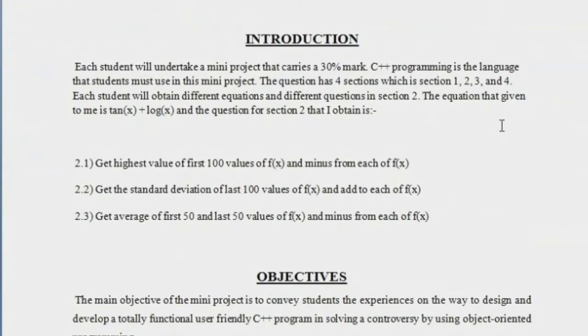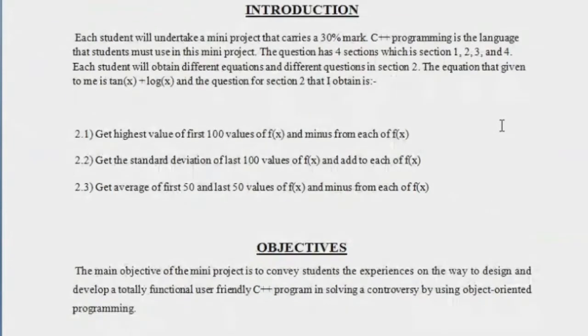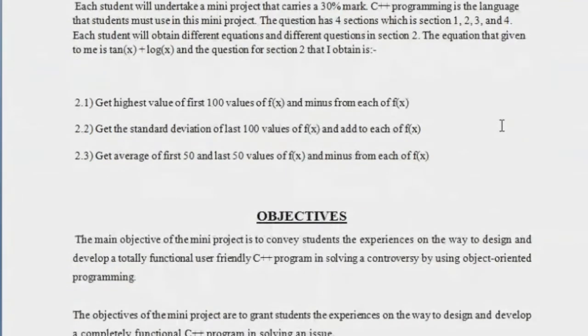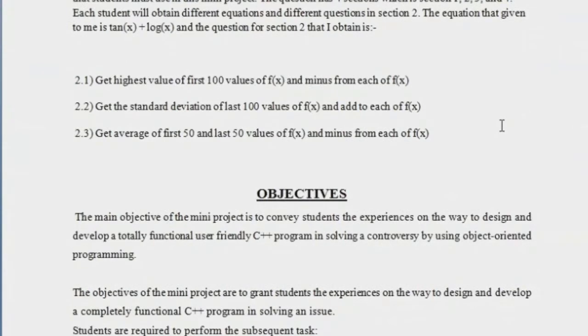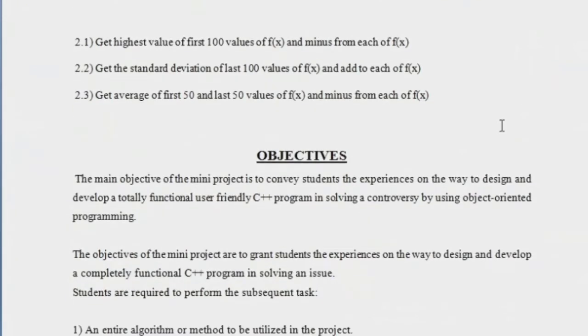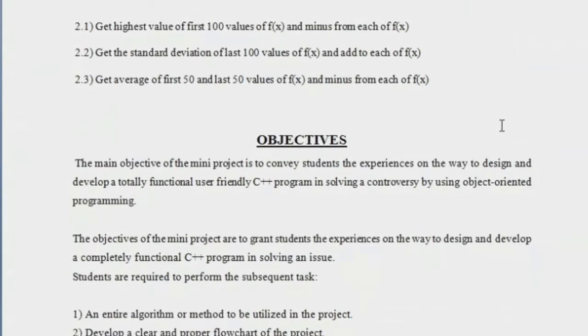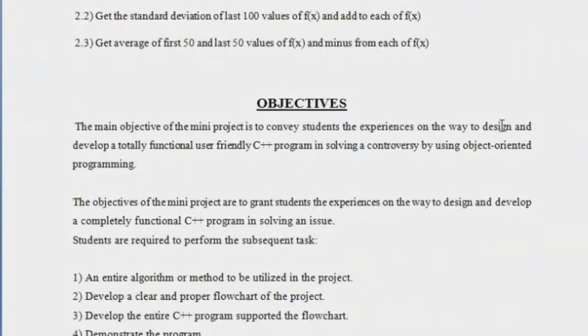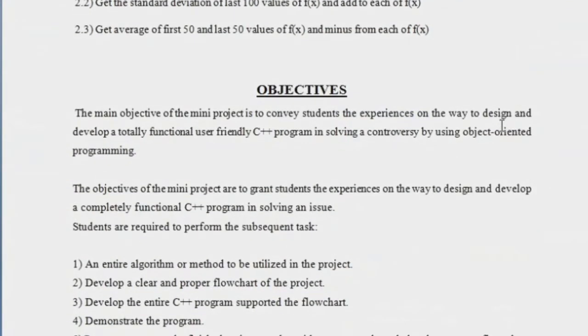Each student will obtain a different equation, and a different equation in section 2. The equation that I get is tangent x plus log x. The equations for section 2 that I obtain are: one, get the highest value of the first 100 values of fx and minus from each fx. Number 2, get the standard deviation of the last 100 values of fx and add to each fx. Number 3, get the average of the first 50 and last 50 values of fx and minus from each fx.